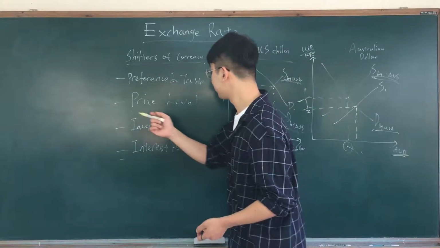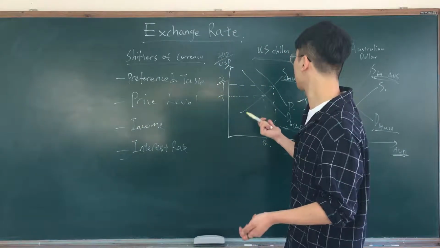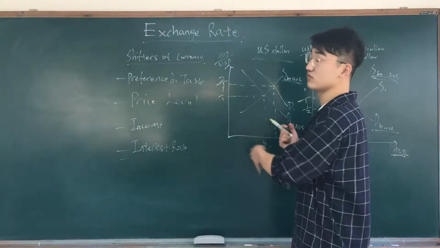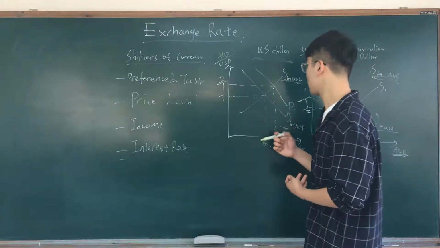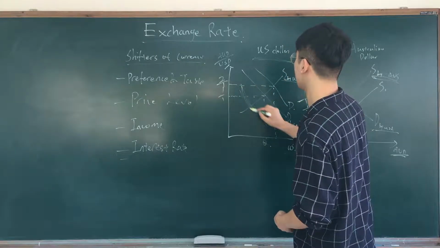And the price level will be the same. If the price level goes up, then what will happen? Probably, if the price level of American goods and services goes up, the demand will go down, right?